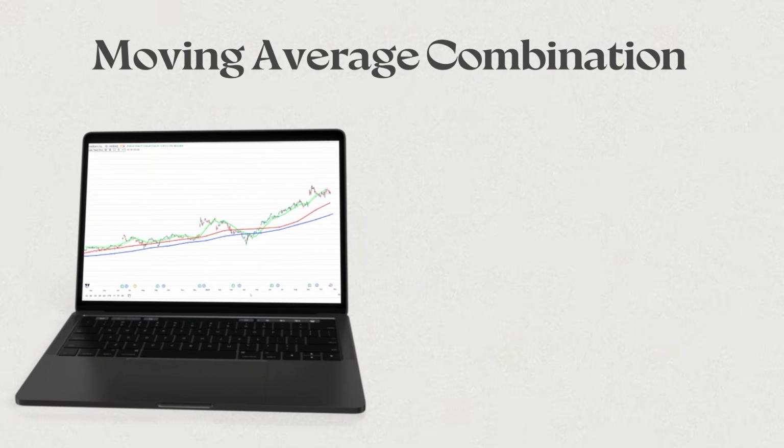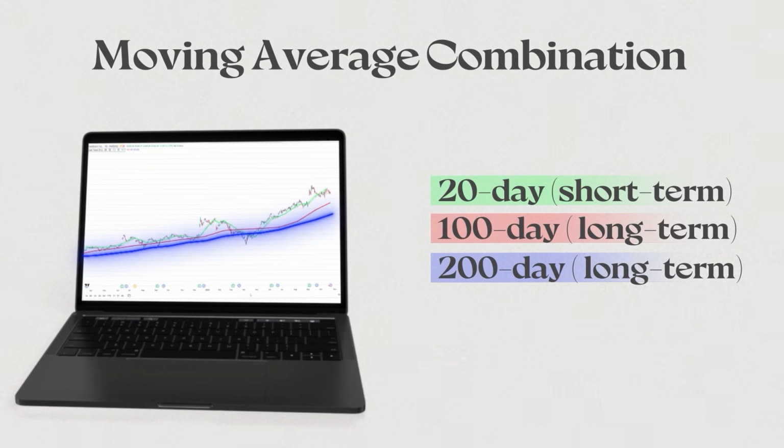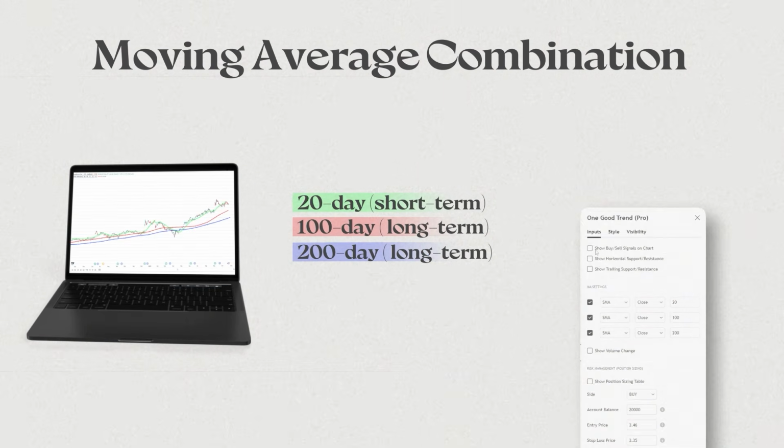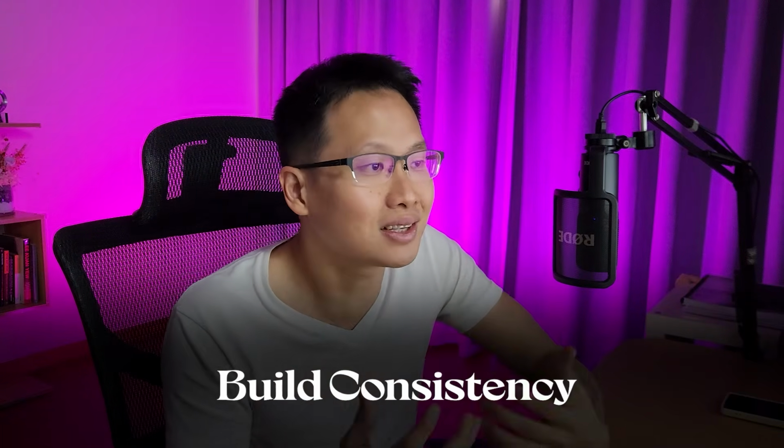The 20 days moving average for the short-term trend, the 100 days and the 200 days moving average for the long-term posture. Together with my 1GT Pro indicator, you get to trade with clarity, avoid the fake moves and build consistent profits without the noise. Make sure you watch this video all the way to the end.